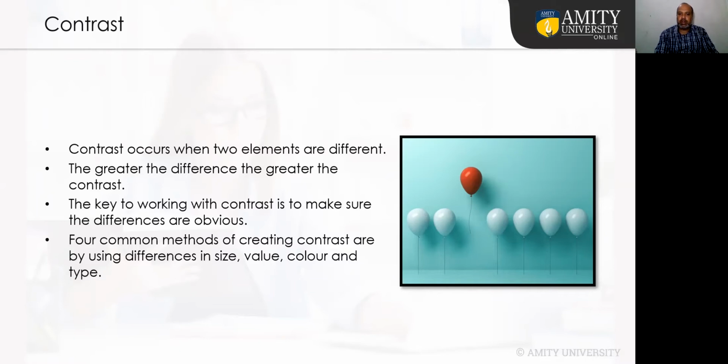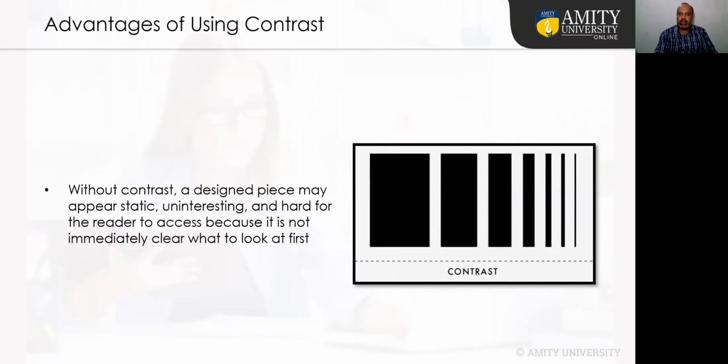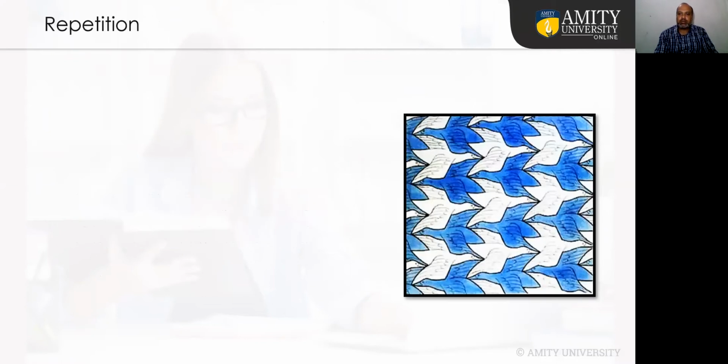Four common methods of creating contrast, which we discussed, are size, value, color, and type. This is what contrast is. Without contrast, a design piece may appear static, boring, similar, uninteresting, and hard for the reader to access, because it is not immediately clear what to look at first. So with its help, we put the important content at important places so that it grabs the attention of the viewer.